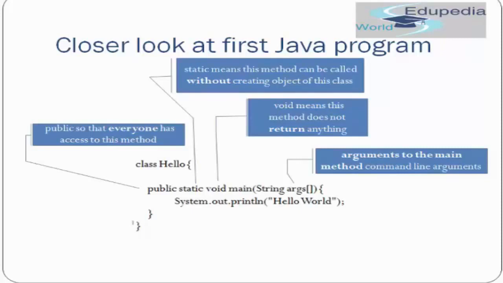If your method is not static, you need to create an object for that. So for calling the println method, we need to have an object of the PrintStream class. And over here, out is the object of the PrintStream class, which is already defined as a static final field in the System class.